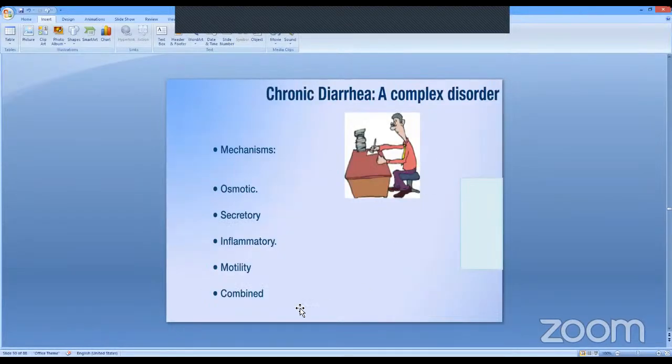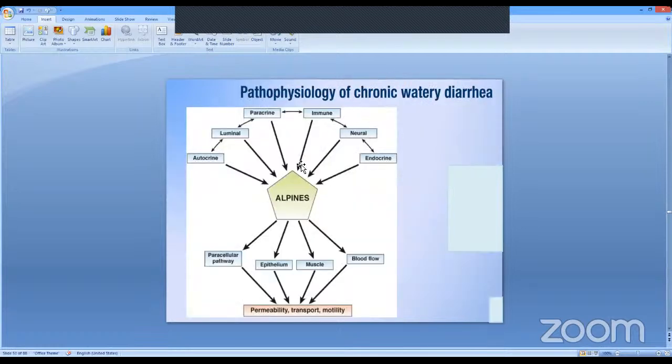So chronic diarrhea is a complex disorder, and this is because of the interplay of these factors: osmotic, secretory, inflammatory, motility, and combined. So it is a complex phenomenon, and it will be very easy for us if we remember this mnemonic: ALPINE. ALPINE means A, autocrine, luminal, paracrine, immune, neural, and endocrine. All these factors will lead to alteration of either the paracellular pathway or epithelium or muscle or blood flow. And these 4 factors will lead to increased permeability and defective transport and defective motility. And all these factors will lead to persistence of diarrhea, that will lead to chronic diarrhea. ALPINE.